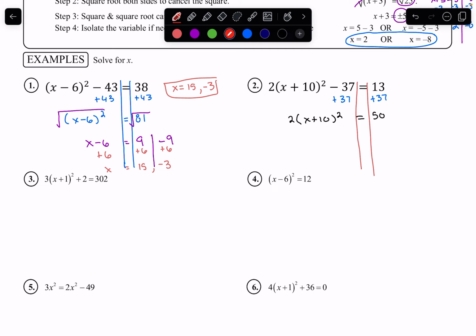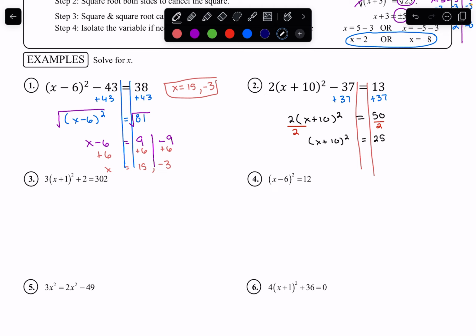Okay. Now my next step, I still can't touch the plus 10 or the square because I've got this multiply out in front where I'm multiplying by 2. So I've got to divide both sides by 2. So I'm left with x plus 10 squared equals 25.